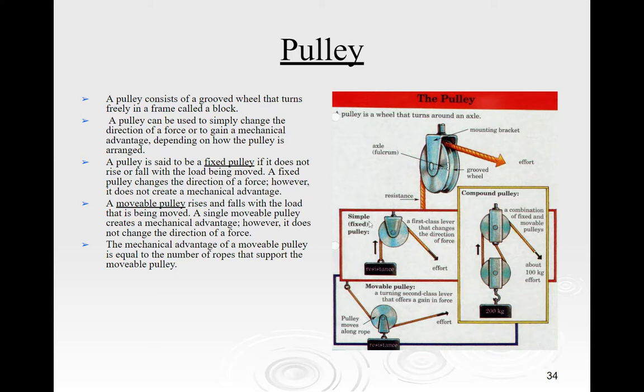We have a simple fixed pulley in this diagram. So it's a first-class lever that changes the direction of force. A pulley is a wheel that turns around an axle. Here's our axle, which is the fulcrum. Here's our resistance force. Here's our effort force. There's our mounting bracket. We also have a movable pulley. It's a second-class lever that offers a gain in force. The pulley moves along the rope. And then we have our compound pulley, which is a combination of fixed and movable pulleys. There's about 100 kilogram effort on one rope because we have more ropes involved.